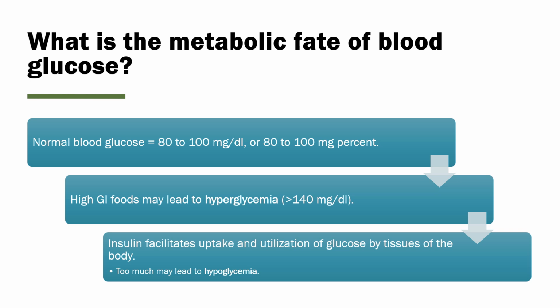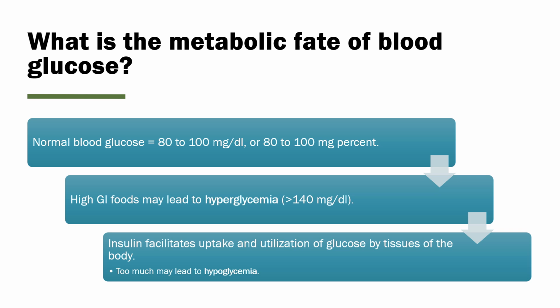Now, one of the effects of high GI foods is hyperglycemia, which results from the consumption of high GI foods that lead to a rapid increase in blood glucose levels of greater than 140 milligrams per deciliter, which is also known as hyperglycemia. Now, the insulin response to elevated blood glucose levels is the pancreas secreting insulin to facilitate the uptake of glucose by tissues for energy or storage.